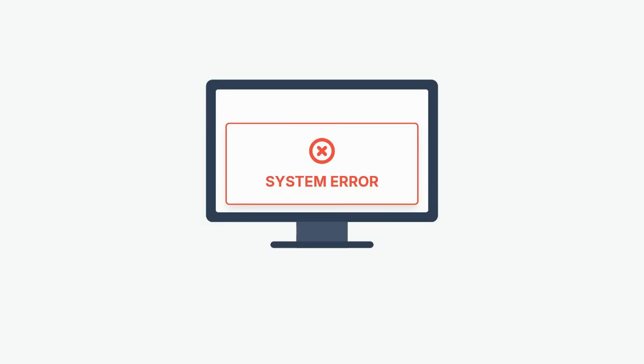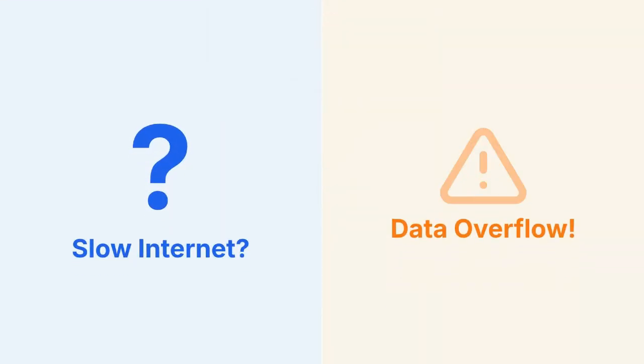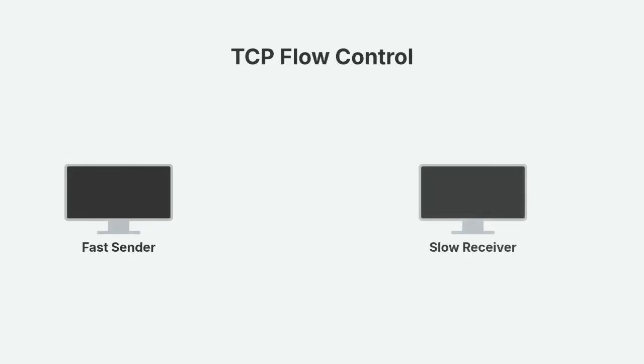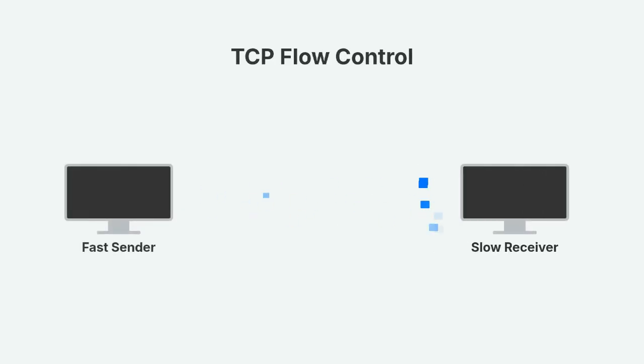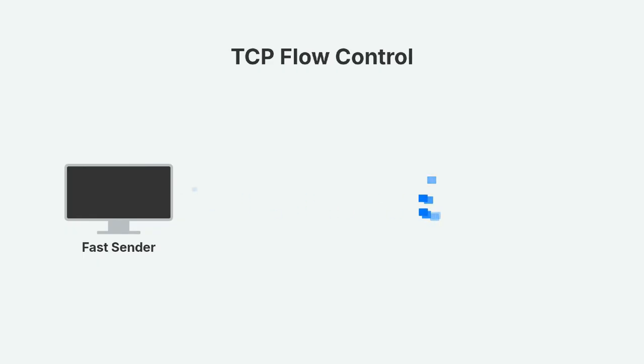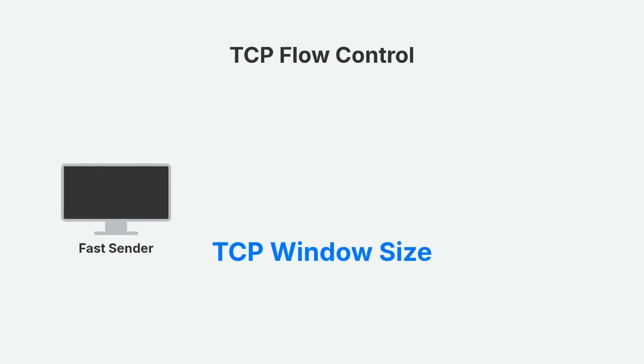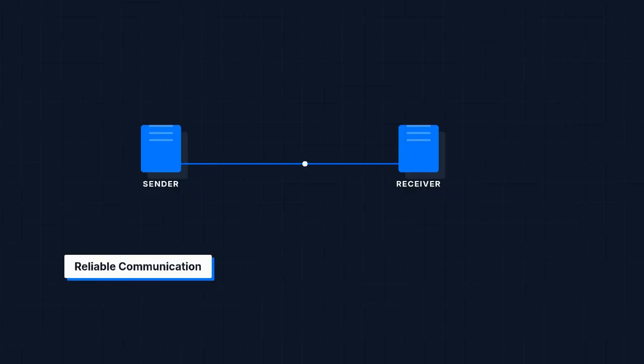Imagine you're downloading a file and suddenly your system freezes. Not because of slow internet, but because too much data arrived too fast. Sounds weird, right? But this is exactly what would happen in networks if TCP didn't control how much data is sent. So how does TCP make sure a sender never overwhelms a receiver? That's where TCP window size comes in. In today's video, let's deeply understand TCP window size and how it ensures that the sender never overwhelms the receiver.